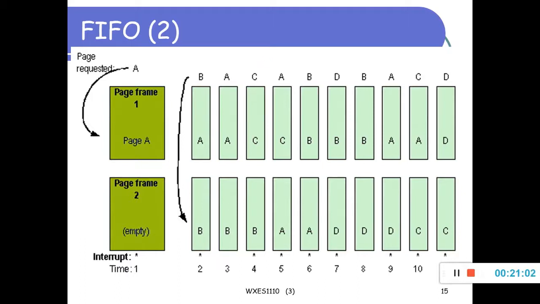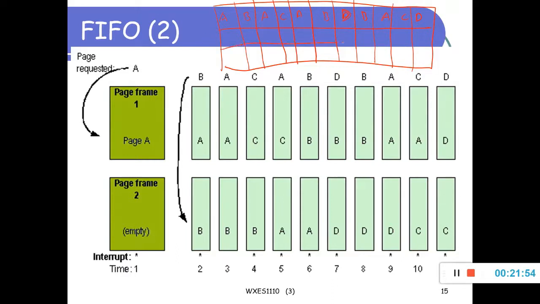Let's say we have here, let's do this one, A, B, A, C, A, B, D, B, A, C, D. So I'll make an empty table so that you will not be confused. The first one, A.